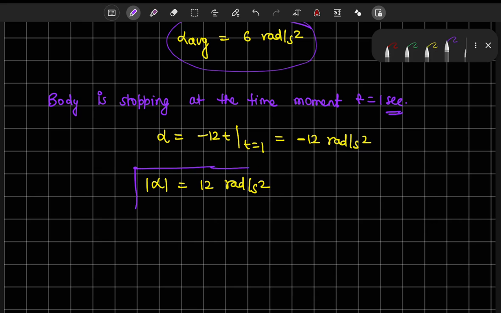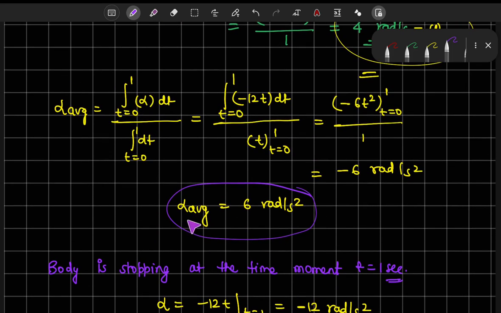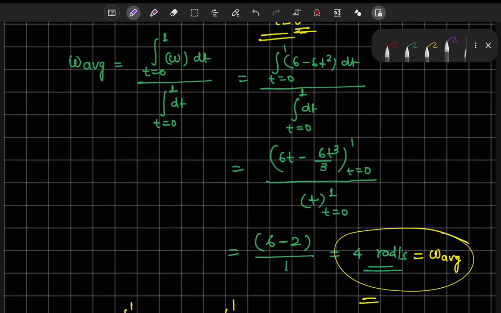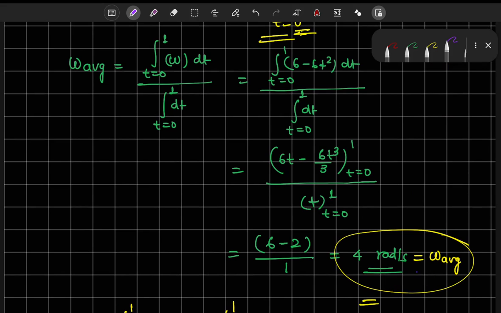So this is the value of the angular acceleration we got at the time instant of t is equal to 1 second where the body is stopping, and this is the average acceleration from t is equal to 0 to t is equal to 1 second, and this is the value of average angular velocity from t is equal to 0 to t is equal to 1 second.